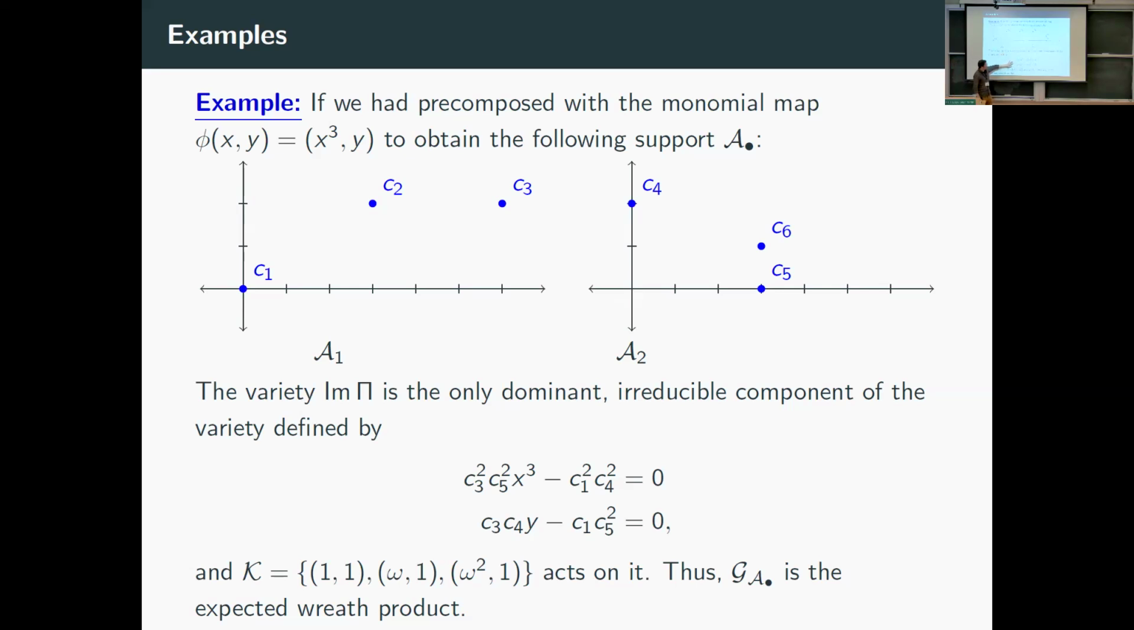There's only one component, and on that component, there's this group of roots of unity that act on that variety as deck transformations. And so in that case, this is also our group H. And so we actually get all possible elements of the wreath product. And so the Galois group is the full wreath product in that case.